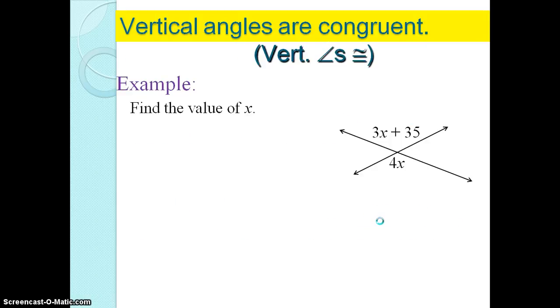Alright, so a special property about vertical angles is that they are always congruent. Vertical angles are congruent. Knowing that, we can find the value of x here. These 2 are vertical angles because we have 2 lines that are intersecting, and these 2 angles are across from each other. Since they're congruent, that means I can set them equal. Then I solve my equation by subtracting 3x, and I get that 35 is equal to x. So vertical angles are always congruent.